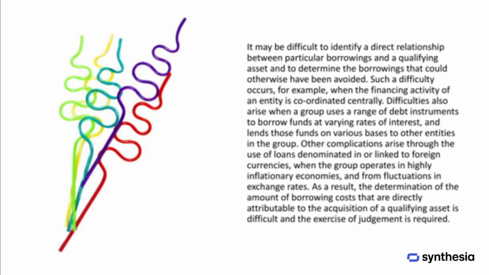It can be challenging to identify a direct relationship between specific borrowings and a qualifying asset, and to determine which borrowings could have been avoided. This difficulty arises, for example, when an entity's financing activities are coordinated centrally.